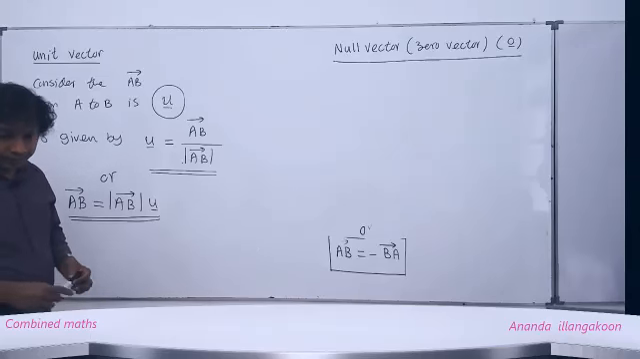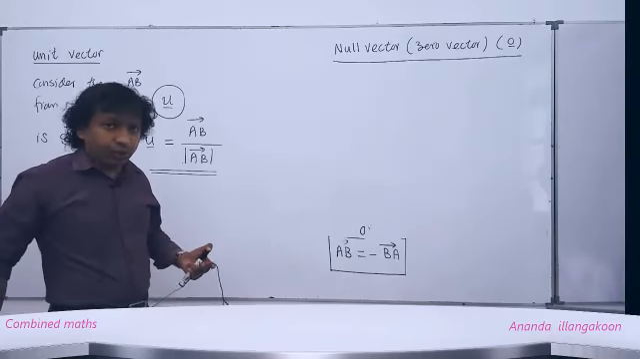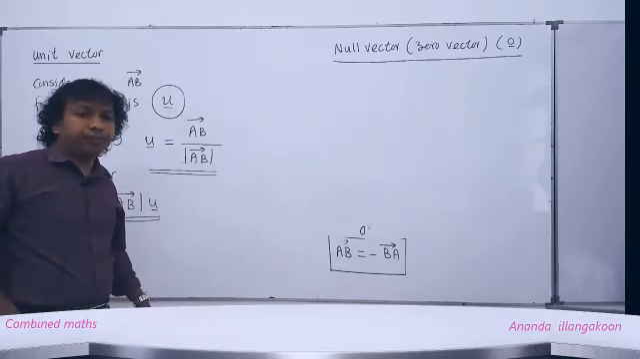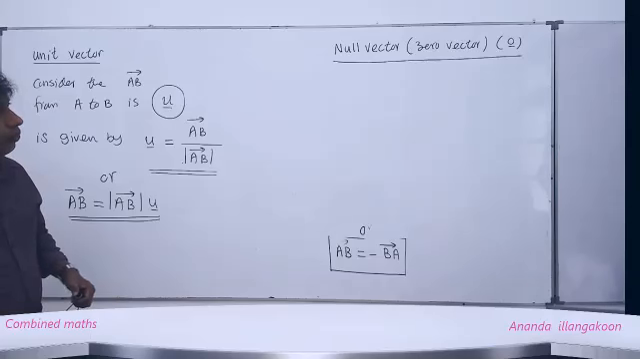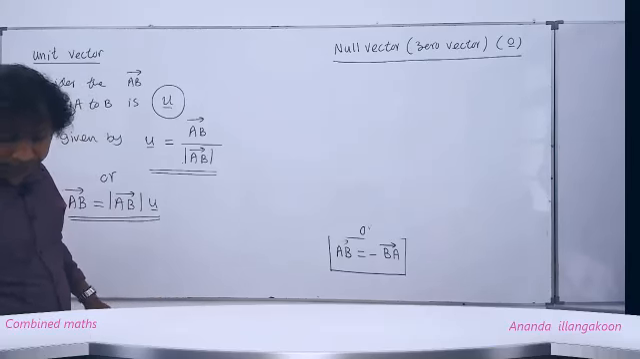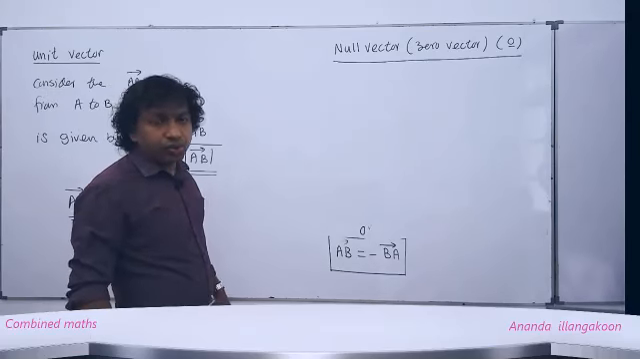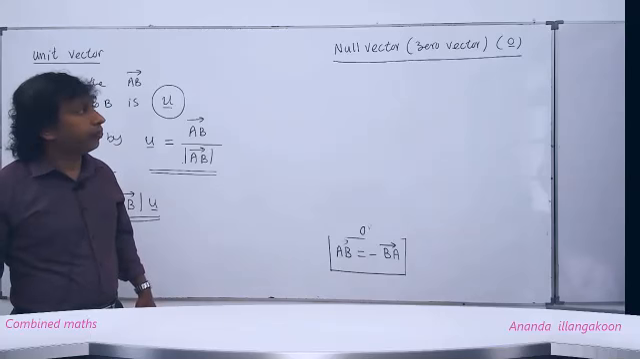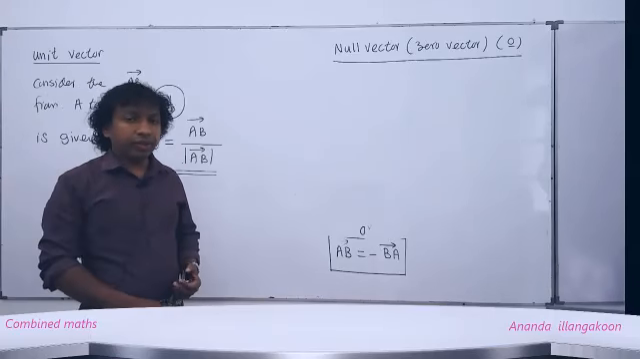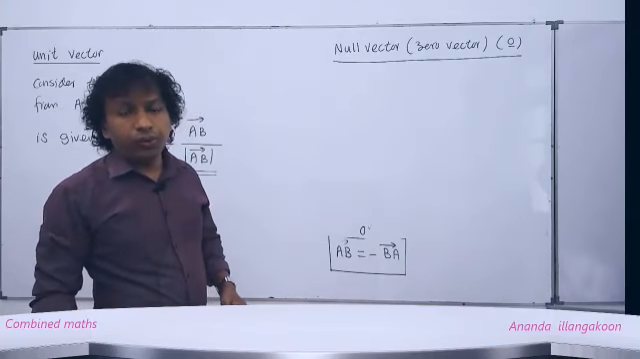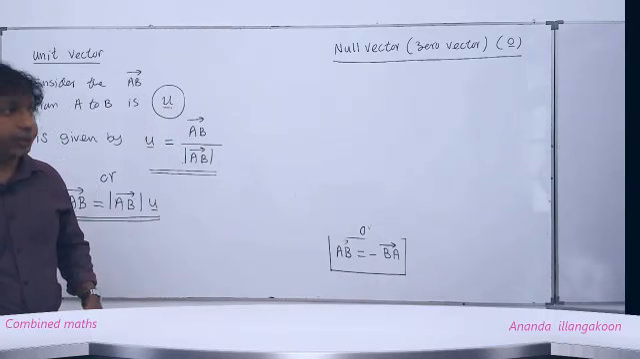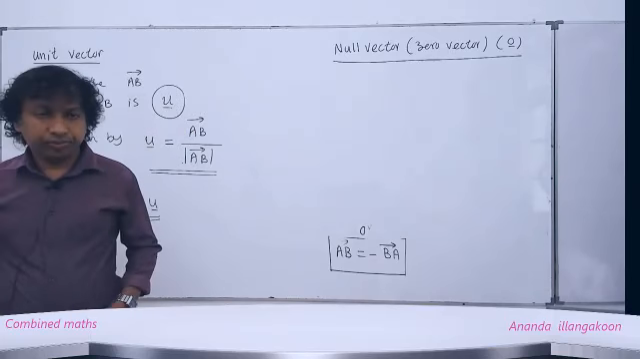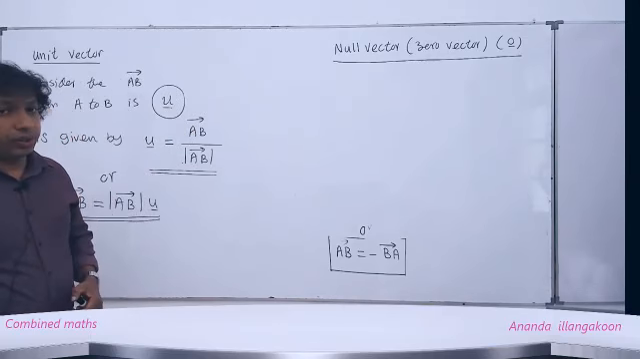If the size of a vector is 0, then this vector is called a null vector or zero vector. A null vector or zero vector.